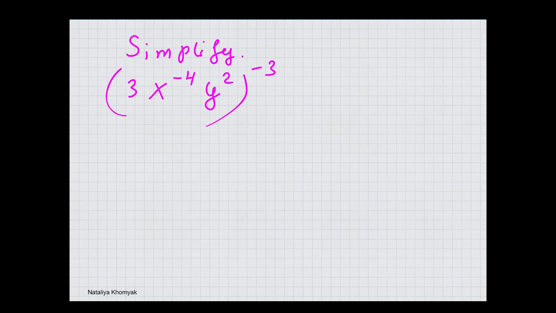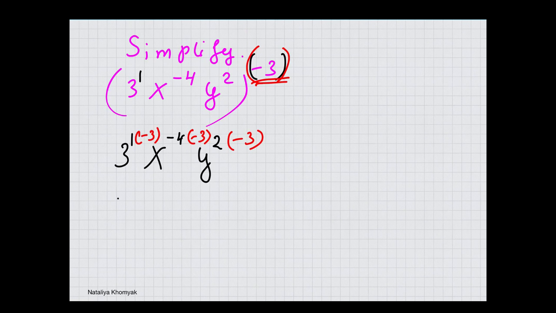Here we have powers raised to a negative power. So we're going to distribute this negative 3. First thing with any kind of distribution, copy the inside of the parentheses. And this is to the first. So we have 3 to the 1, x to the negative 4, y to the second. We are distributing this negative 3. If you're distributing exponents, you will only be multiplying exponents. 3 to the negative 3, x to the negative 4 times negative 3 is positive 12, y to the positive 2 times negative 3 is negative 6.